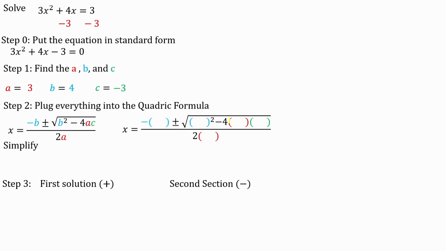The quadratic equation is negative b plus and minus the square root of b squared minus 4ac, all over 2a. So it becomes negative 4 plus and minus the square root of 4 squared minus 4 times 3 times negative 3, all over 2 times 3. We can now use Desmos to simplify. It is the stuff on the inside here. We have to plug into the calculator.